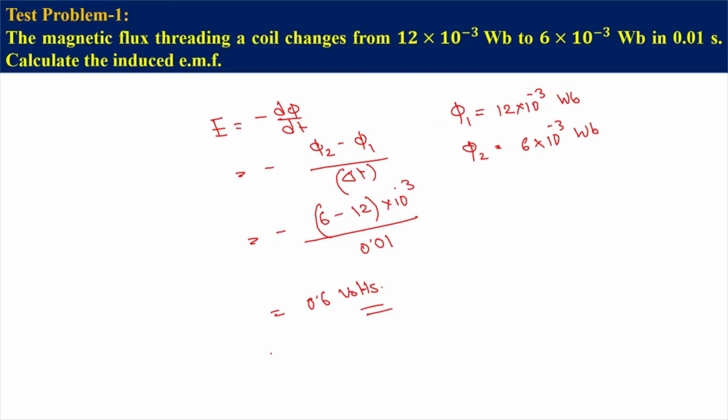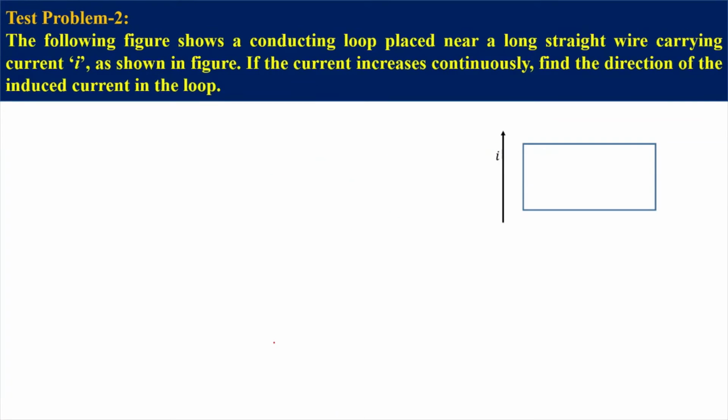All right. So this is problem 1. Let us go down to the next problem. The second problem is a little bit critical in understanding, so please concentrate. The following figure shows a conducting loop. So I'm talking about this particular loop. This is a closed loop near a long straight wire carrying current I.